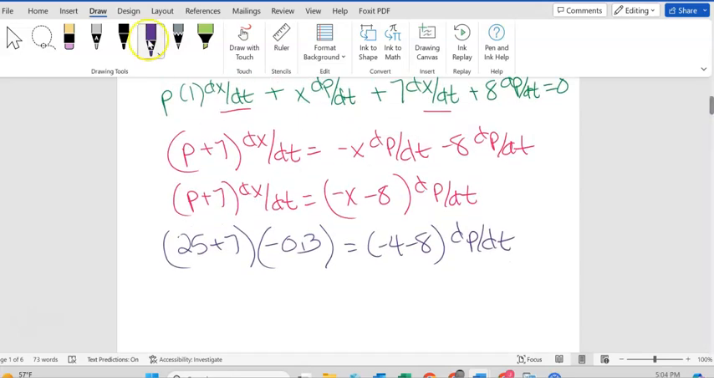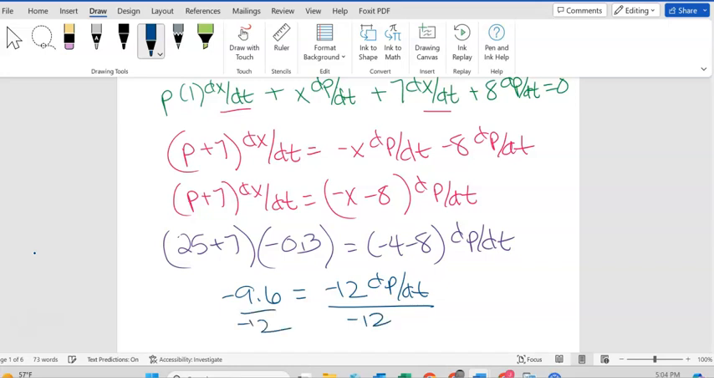Now, what am I going to do next? I'm going to clean up. So I'm going to add those together and multiply by this. Negative 9.6. This is negative 12. And yes, I did that on a calculator. I did not do that in my head. Same thing, get out my calculator. dp/dt equals 0.8, because the two negatives cancel each other out. That means the price is increasing by 80 cents a day.